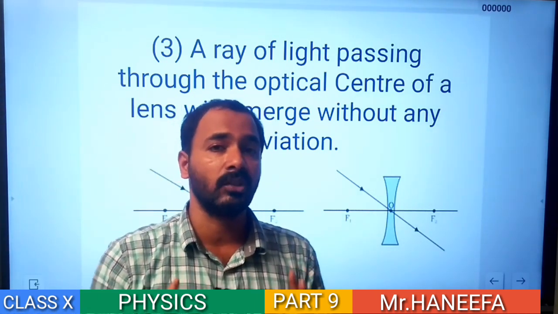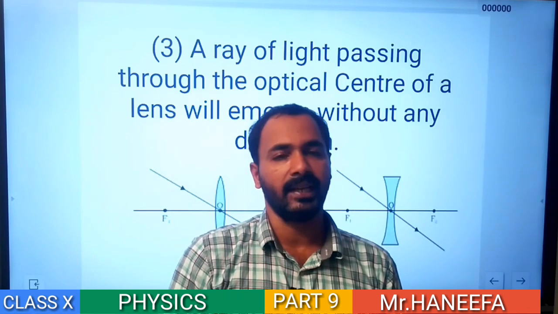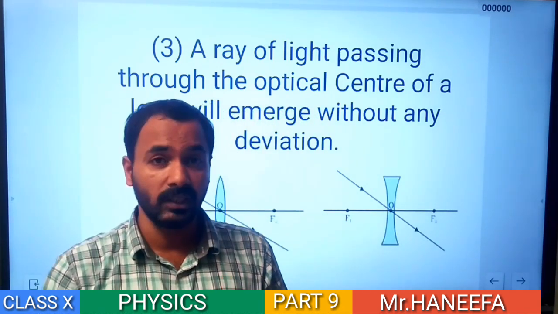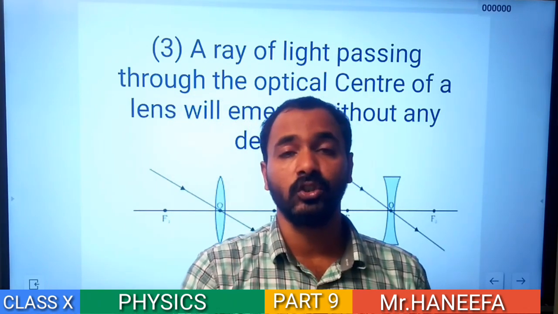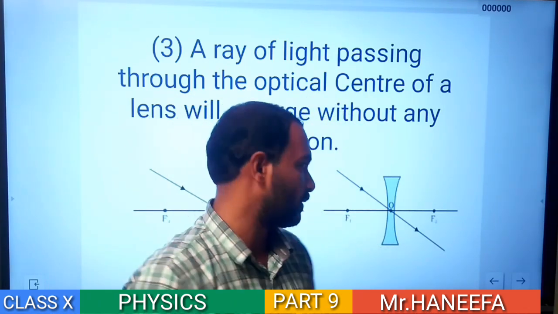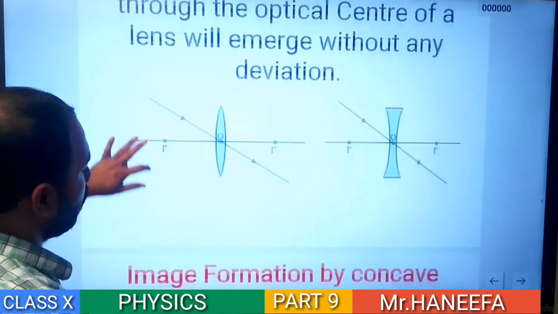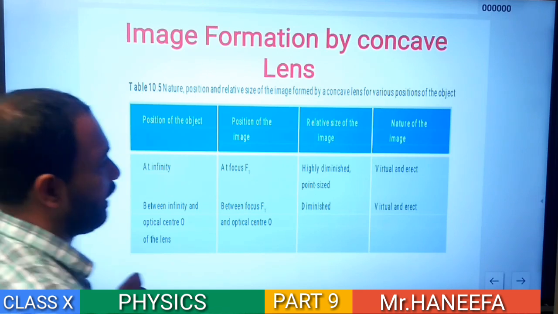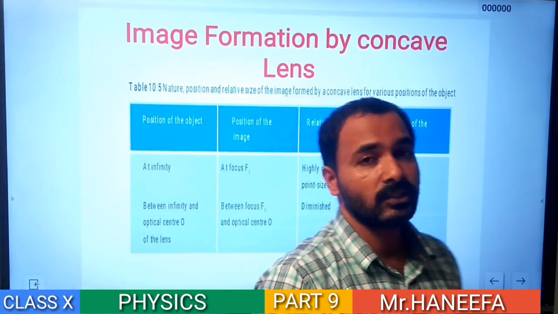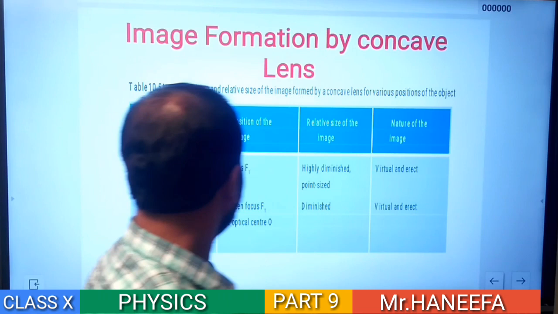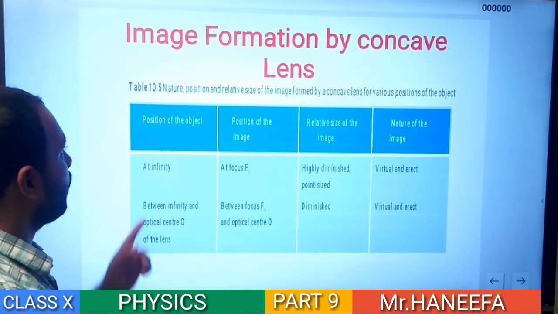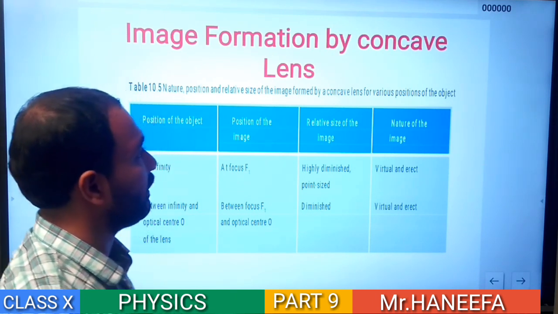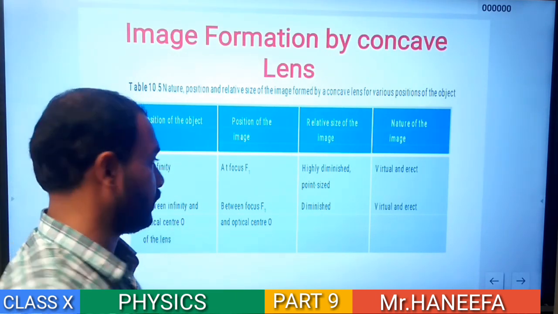These are the three rules for drawing ray diagrams. These rules are very important, and using them we have to draw ray diagrams. Okay, next is image formation by concave lens. First we have to discuss the image formation by concave lens. In this table: nature, position, relative size of image formed by a concave lens for various positions of object.